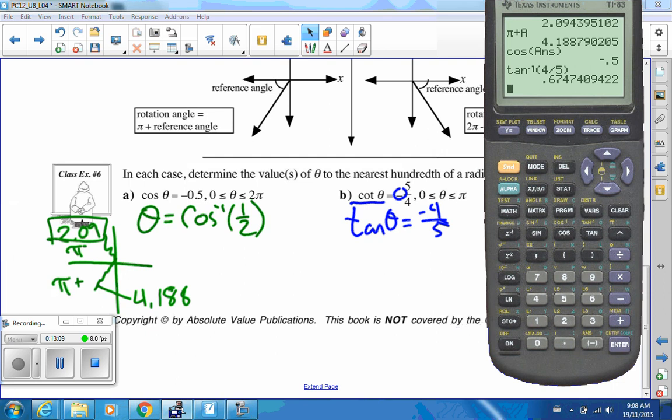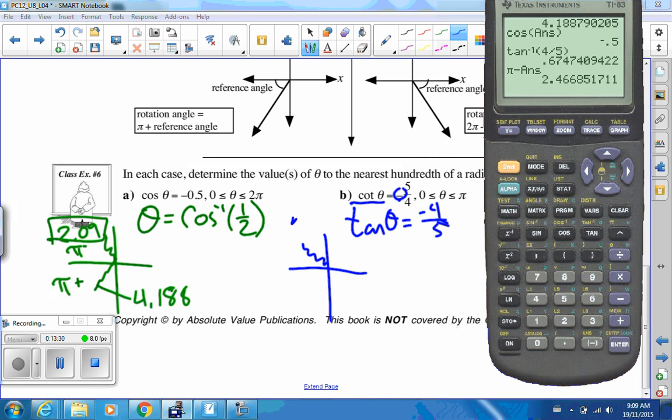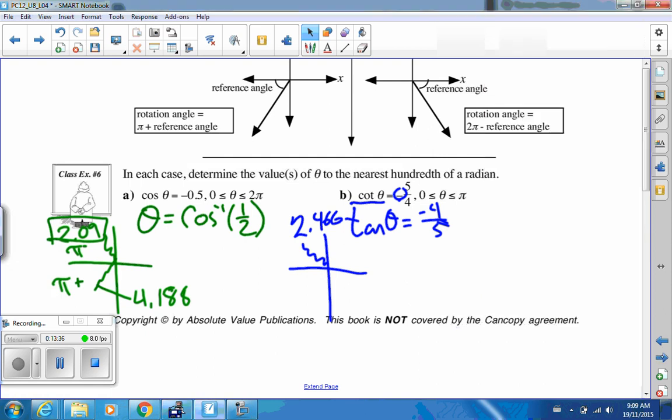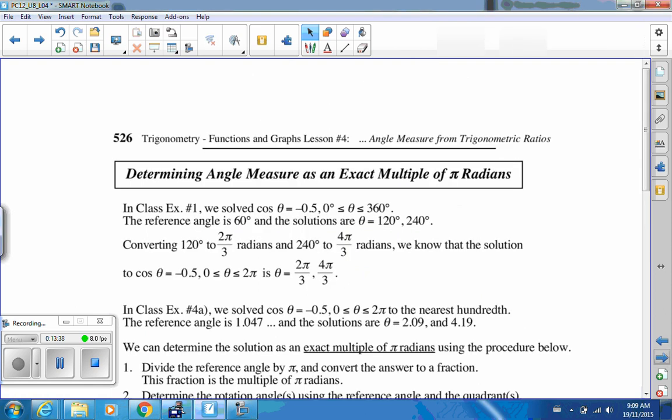So that's that, 0.6747. And we want the one where it's going to be negative. The one where it's going to be negative is going to be in this quadrant. So it's going to be pi minus that number. So 2.466. We'll talk about this more later. The tangent is periodic over pi, so it only has one family of solutions instead of 2.